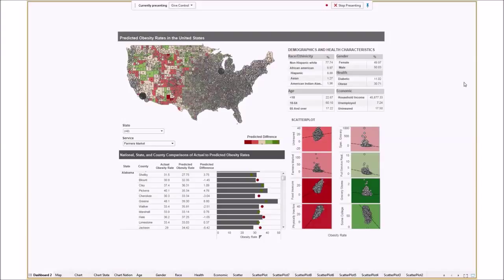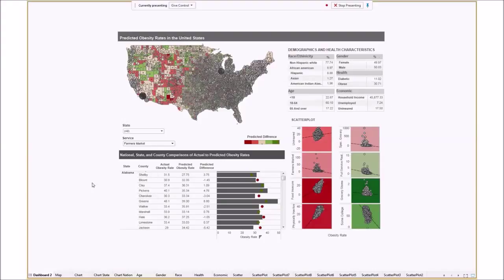The dashboard combines several different open sources of data, including USDA, CDC, US Census, and HRSA. On the top left is the US broken down by county. Green counties indicate a decrease in predicted obesity rates. Red counties indicate an increase in predicted obesity rate, and the darker the color, the greater the increase or decrease. To the right are demographic and health characteristics, including race, ethnicity, age, gender, health, and economic indicators.